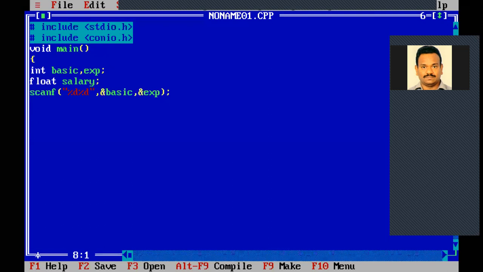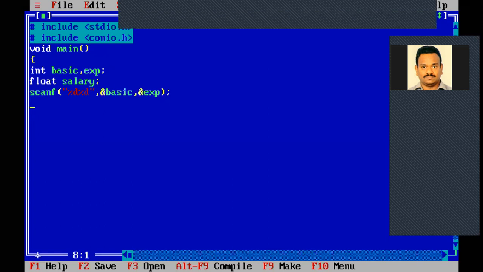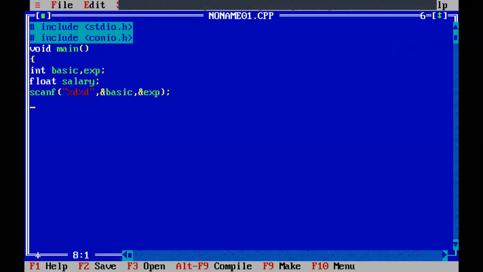Final year or third year students must know the input format and the output format, what they are asking. Based on that, you have to write the input, and based on the output format, you have to print the output. Once the input is given, then you have to calculate DA and HRA, which we require.